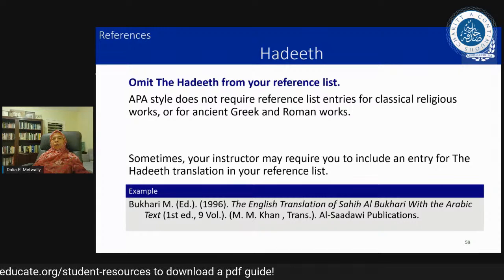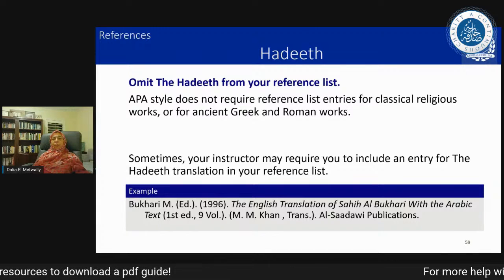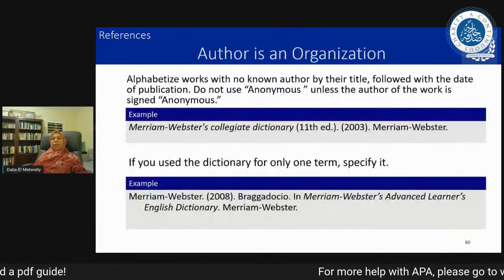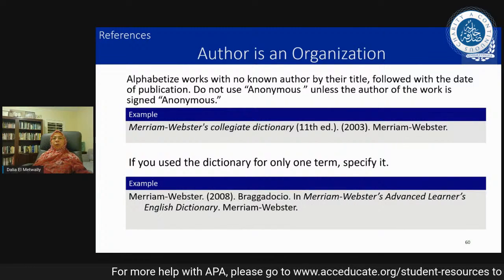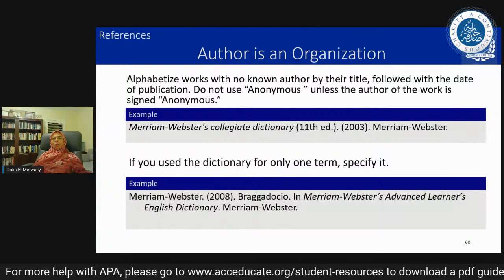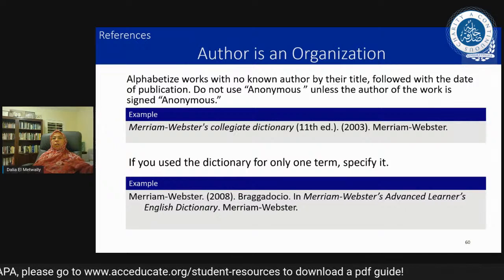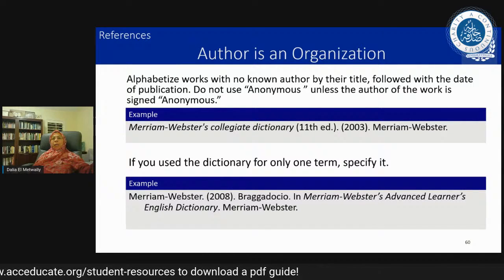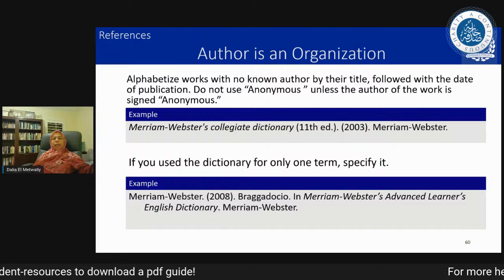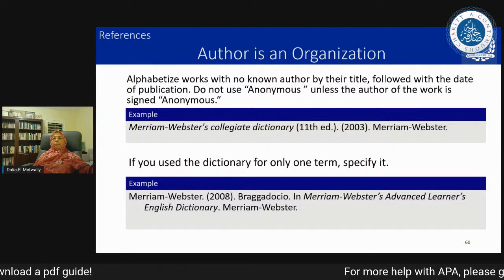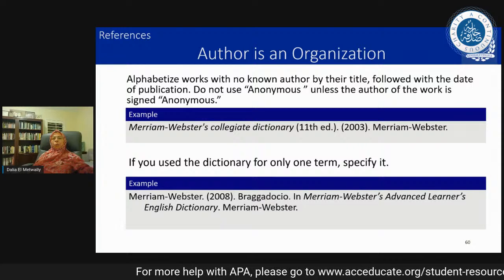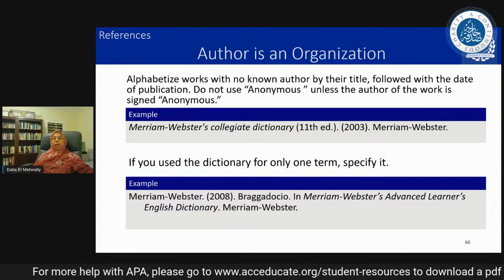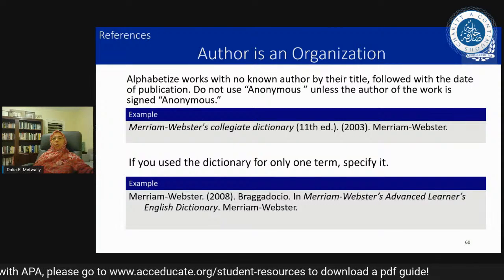We're already familiar with the fact that we put the editors first, or the editions, and then the translators. Author is an organization, very similar to what we've already said. We're going to alphabetize works with no known author by their title, right? And sometimes we use one term in a dictionary. Then we're actually going to specify that word that we've used.